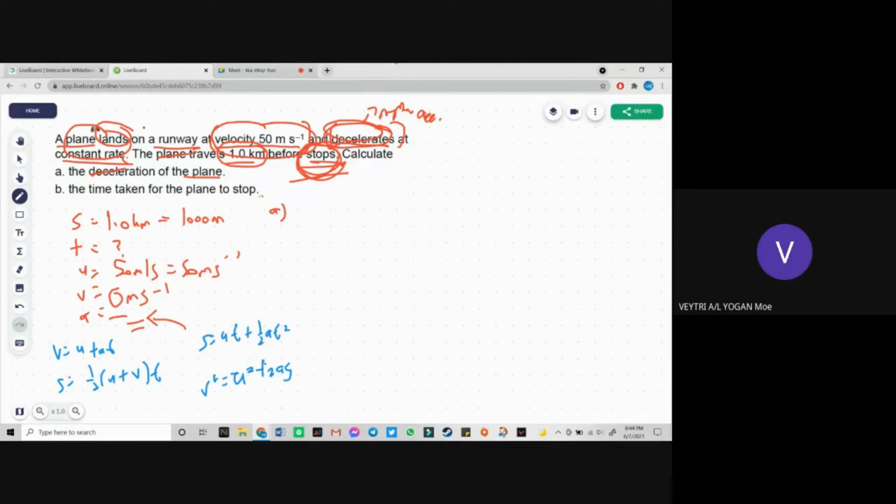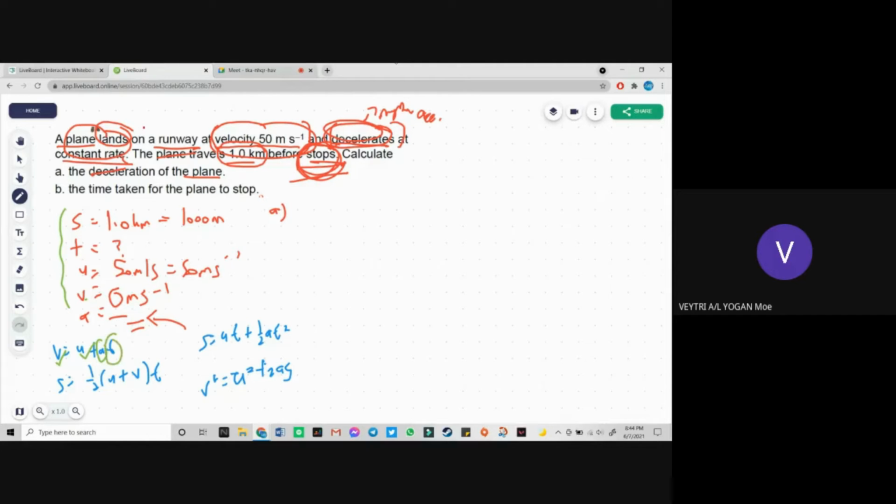Now, what do you have to do? You nak cari A kan? Okay, nak cari A, cara paling senang is to compare your SUVAT with whatever formulas we have here. Now, let's have a look one by one. V, okay, sudah ada. U, okay, sudah ada. A, kena cari. A yang kena cari. T, ada tak T? Tiada juga.